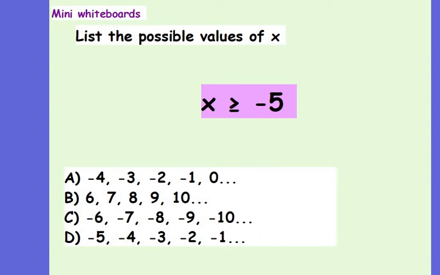Next question. Pause the video at any time if you want to have an extra long think about it. This time we're looking for greater than or equal to -5, so we can have -5, -4, -3, -2, -1. I was looking for D. And finally, how about now?